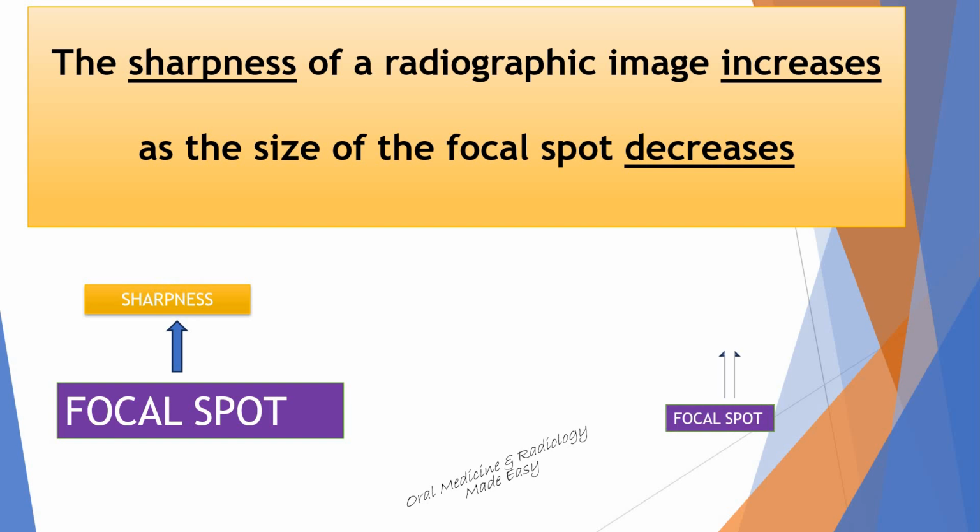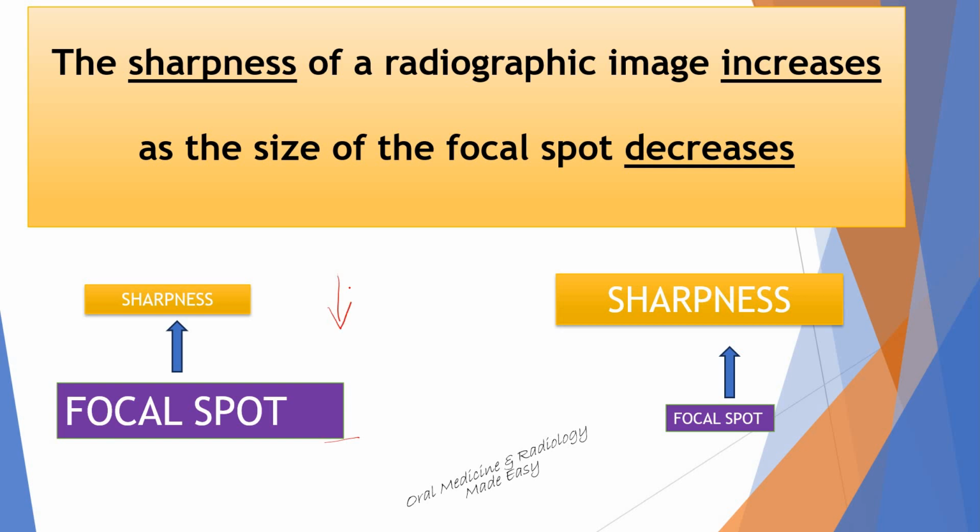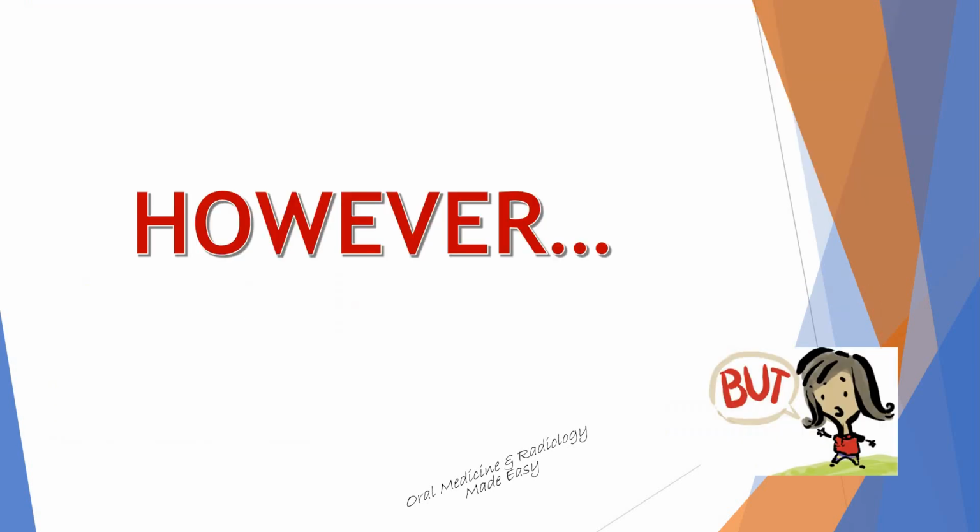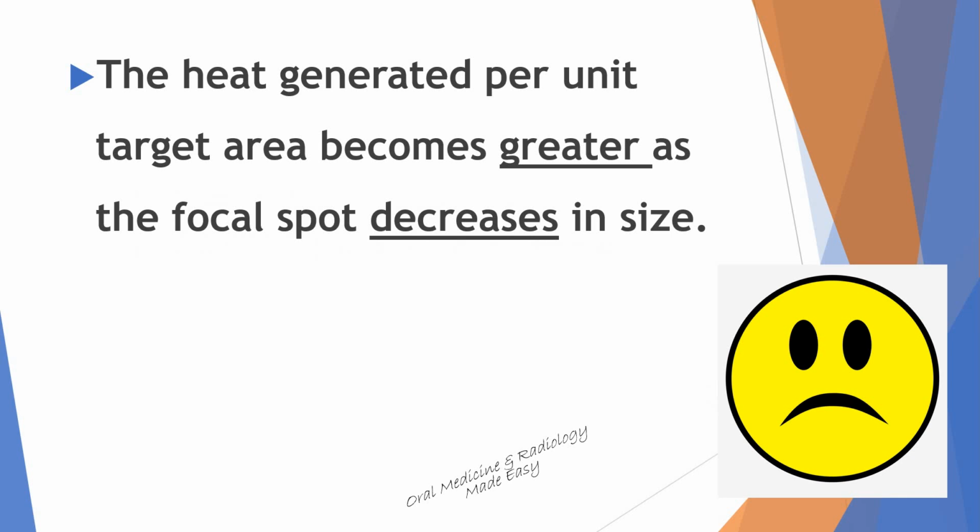So sharpness of a radiographic image increases as the focal spot size decreases. So if the focal spot size is increased, the sharpness of the image decreases. But if the focal spot is smaller, the sharpness of the image increases. However, the heat generated per unit target area becomes greater as the focal spot increases in size.